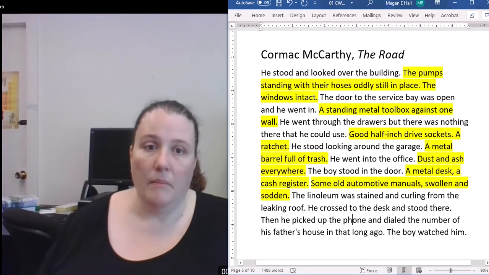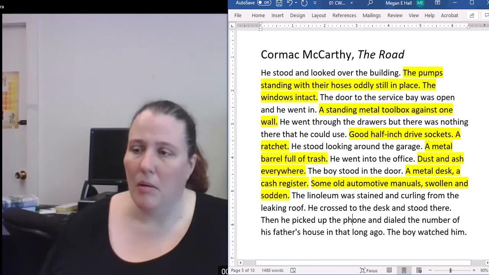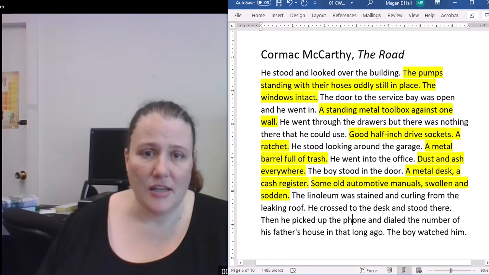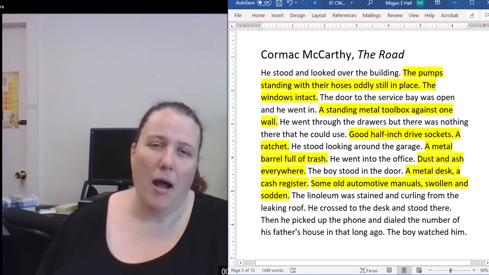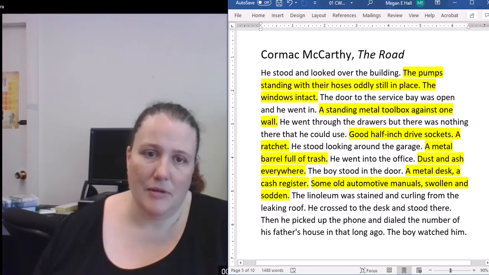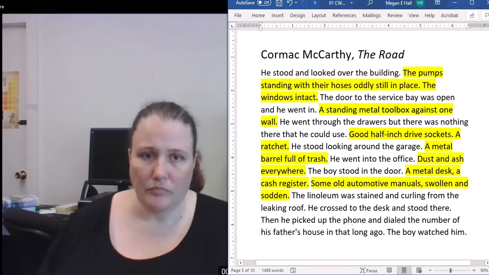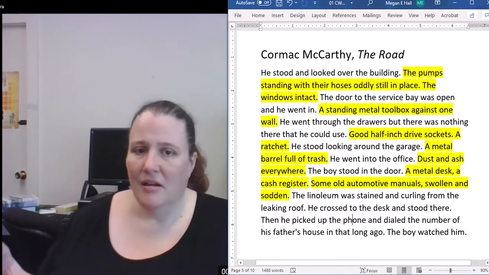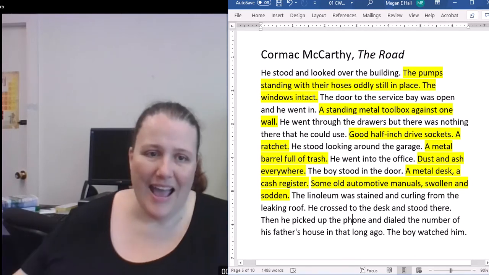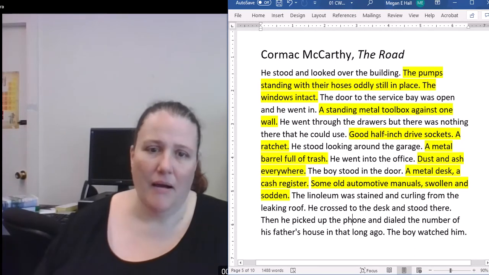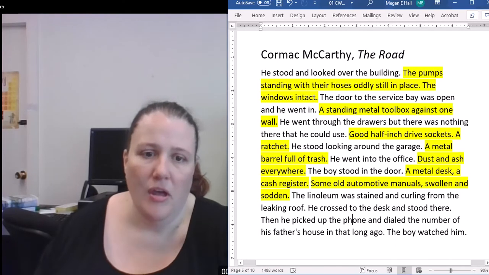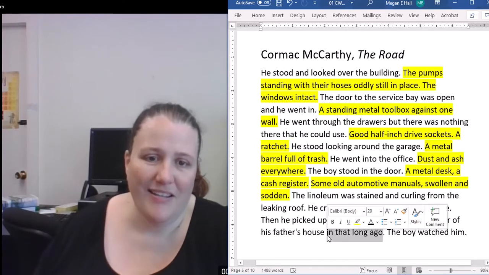Right? The hoses with the pumps are still there. Clearly this is a gas station, right? Or possibly mechanics that has some gas there. Metal toolbox, sockets, ratchet, trash, ash, dust. And he's kind of seeing these things, these fragments of the world, as it says here, I'll do this in green, in that long ago.